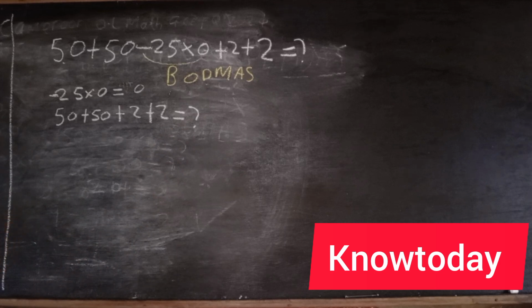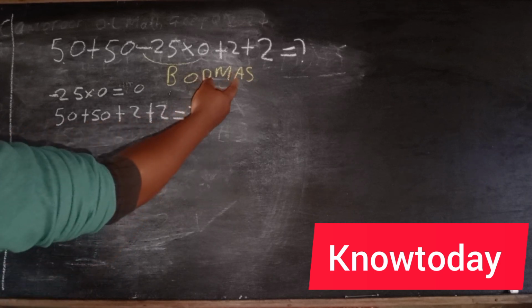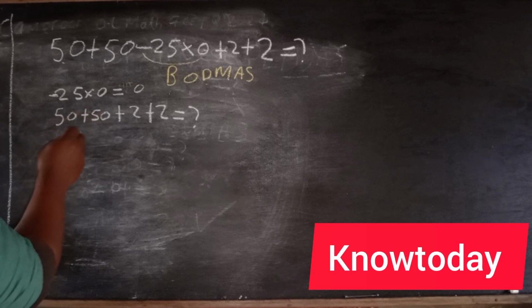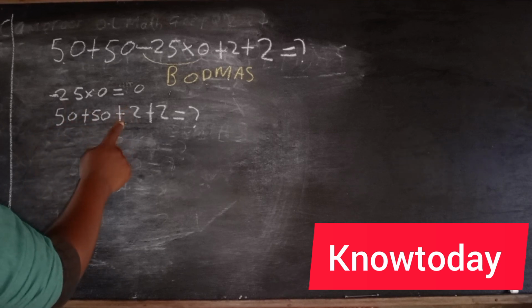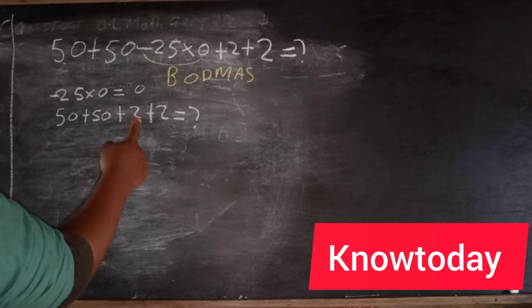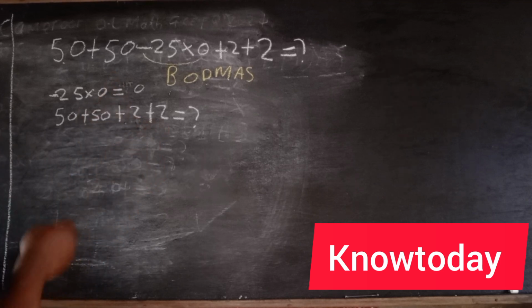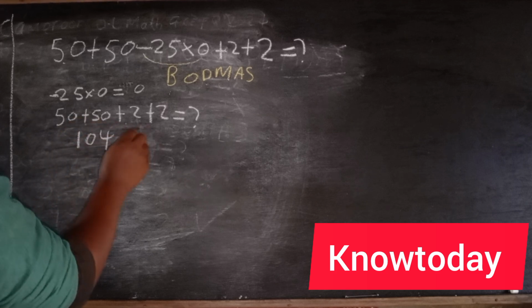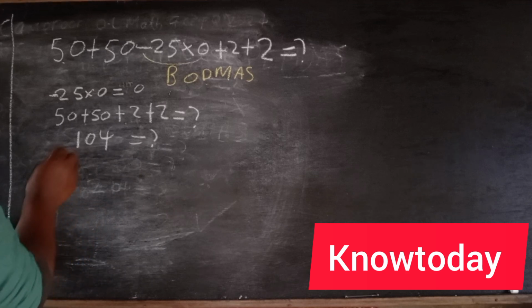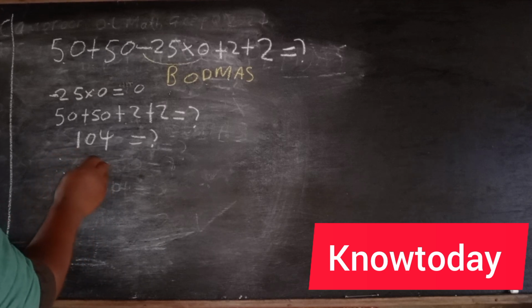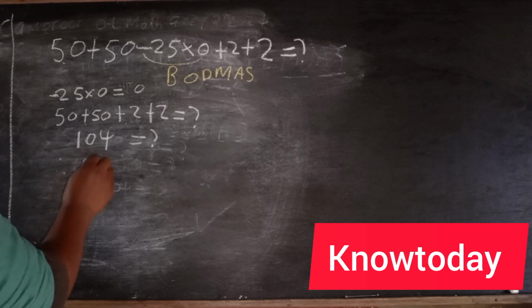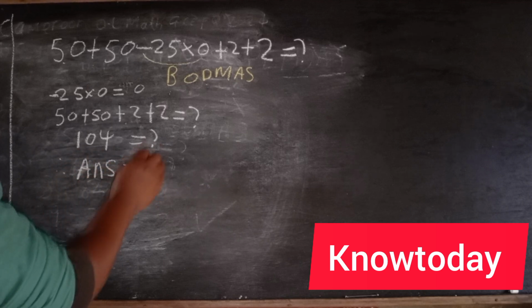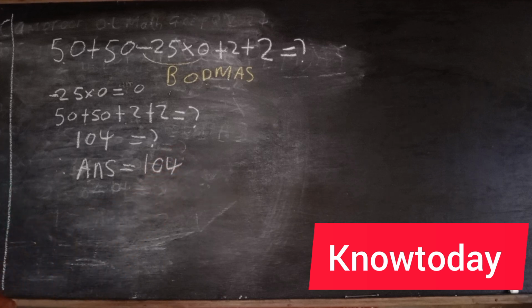If we continue, we see that everything here is addition. Now 50 plus 50 will give us 100. 100 plus 2 will give us 102. 102 plus 2 will give us 104. Therefore, the correct answer to this quiz is equal to 104.